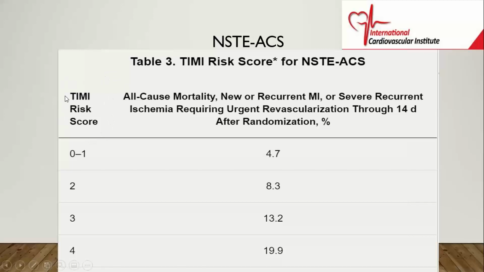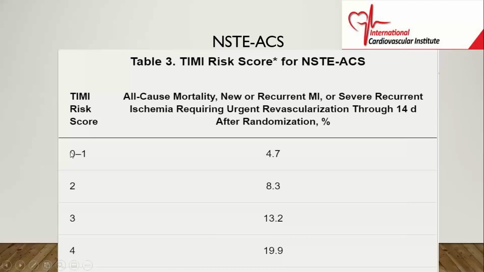We have a risk scoring system we call the TIMI, and you should apply this from the ED. Okay, what the TIMI score does, it looks at all-cause mortality. That is, is the patient going to die? New or recurrent heart attack, if the patient is going to have recurrent heart attack, or they're going to have severe ischemia requiring a stent or bypass surgery through the next 14 days. Okay, so you're going to do this risk analysis in the ED.